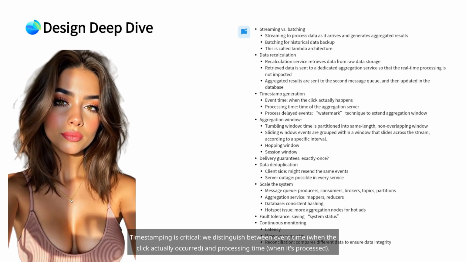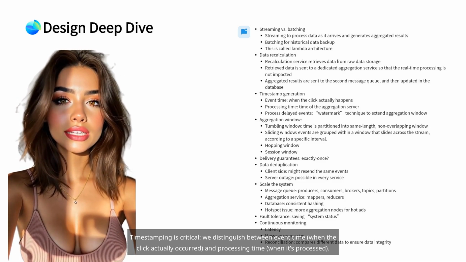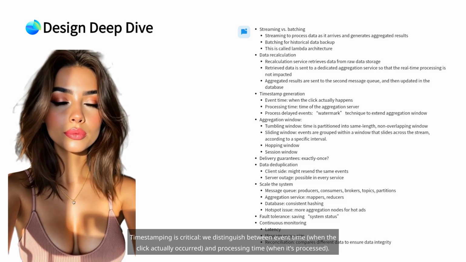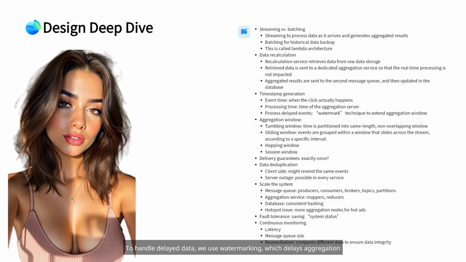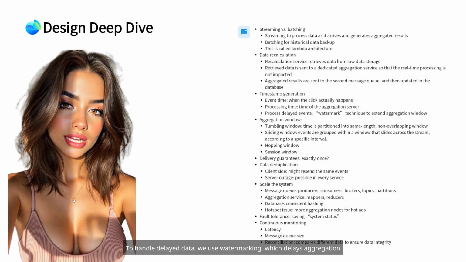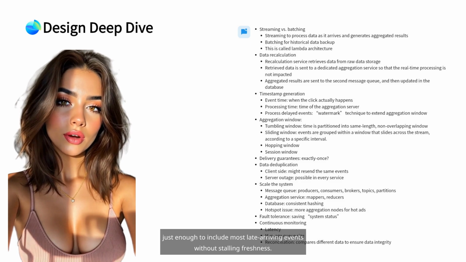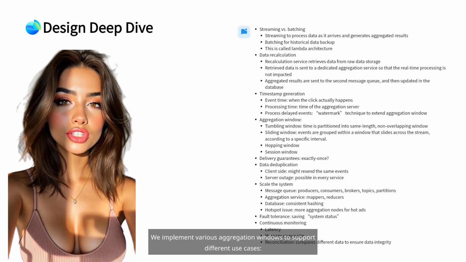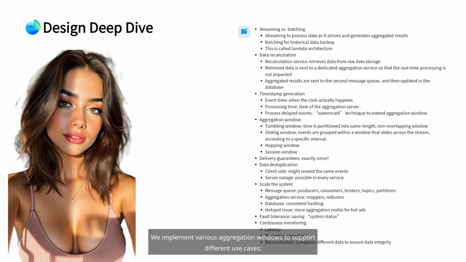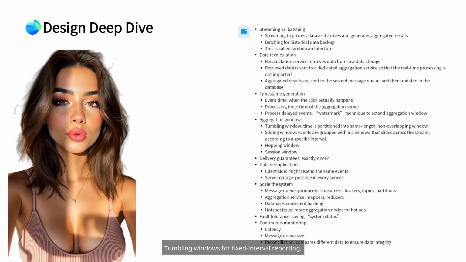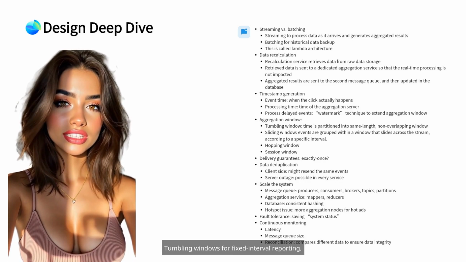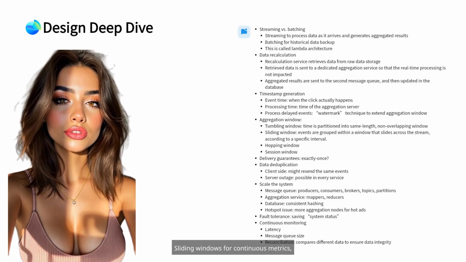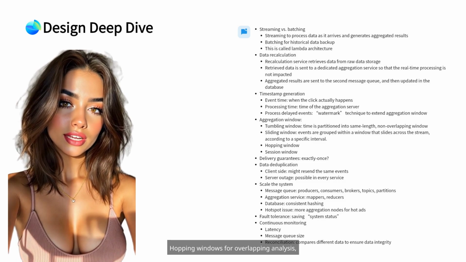Timestamping is critical. We distinguish between event time, when the click actually occurred, and processing time, when it's processed. To handle delayed data, we use watermarking, which delays aggregation just enough to include most late-arriving events without stalling freshness. We implement various aggregation windows to support different use cases: tumbling windows for fixed-interval reporting, sliding windows for continuous metrics, hopping windows for overlapping analysis, session windows for user behavior insights.